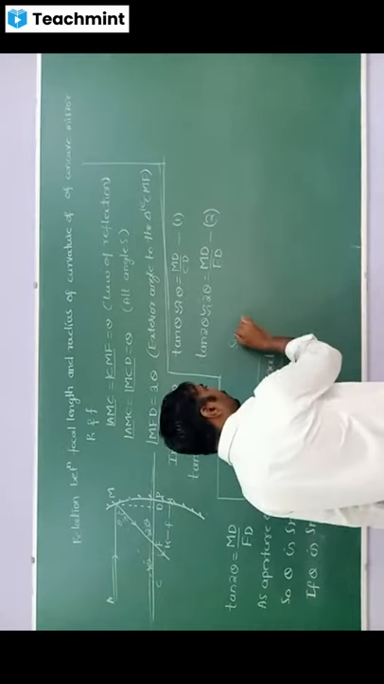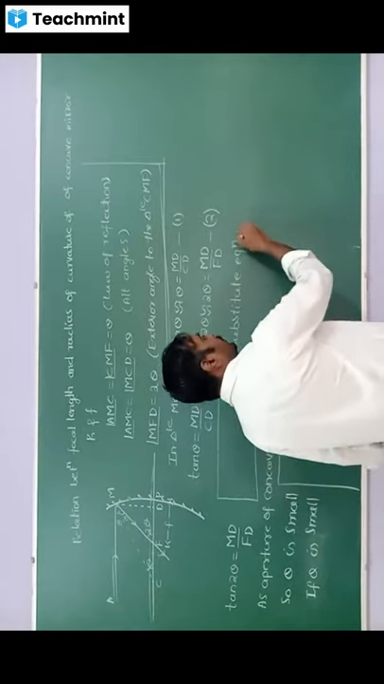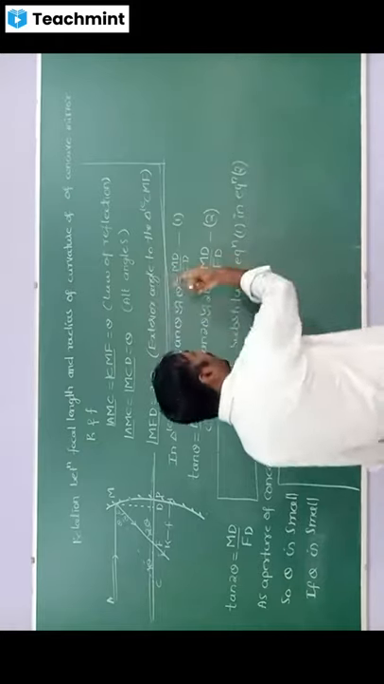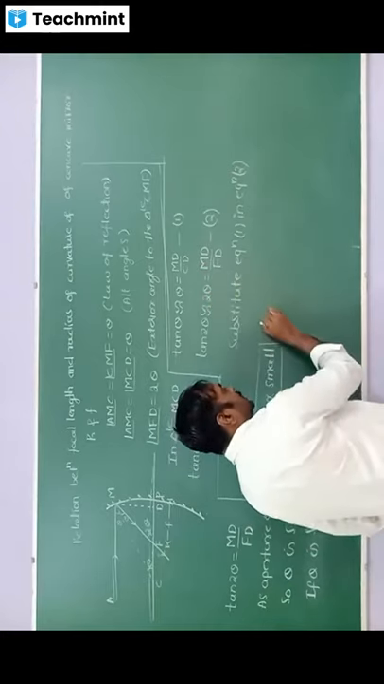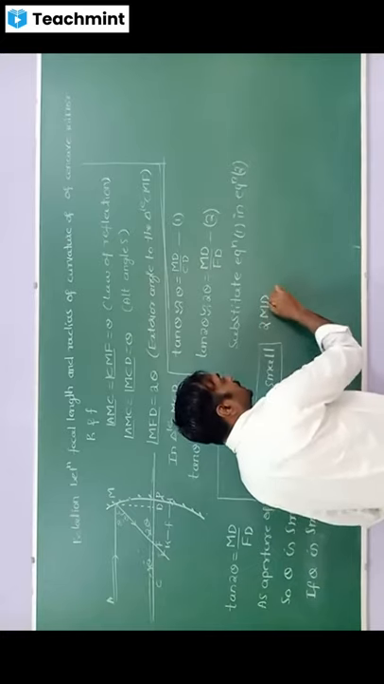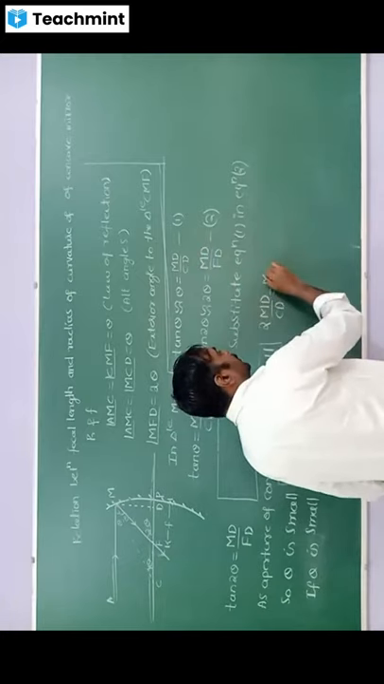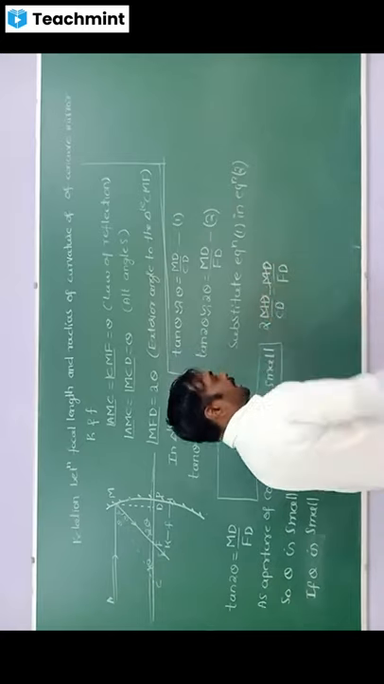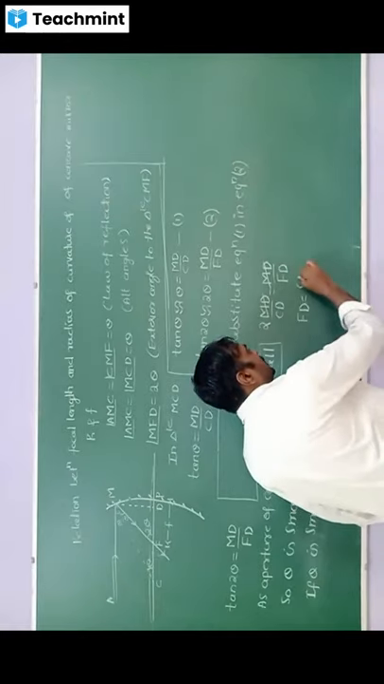Now substitute equation 1 in equation 2. Theta is equal to MD divided by CD, which is equal to MD divided by FD, so 2 MD divided by FD. MD and MD cancel, so FD is equal to CD divided by 2.